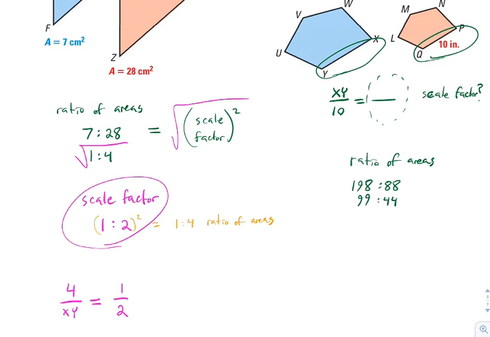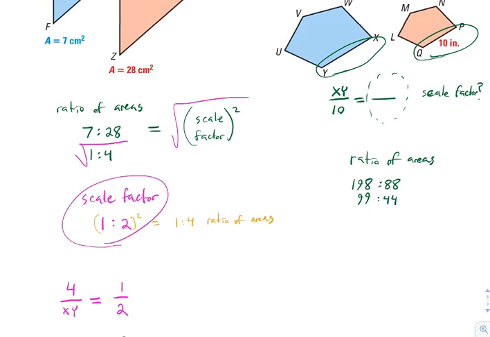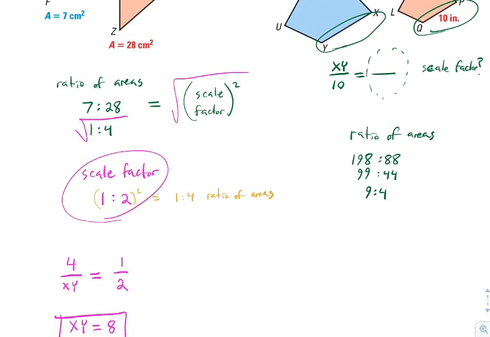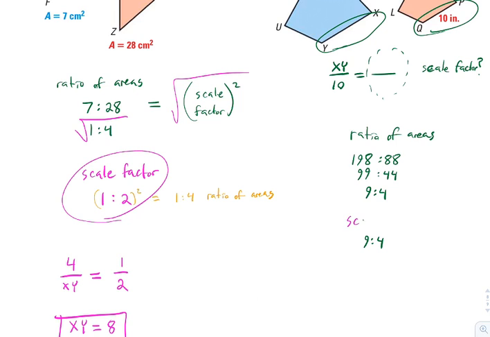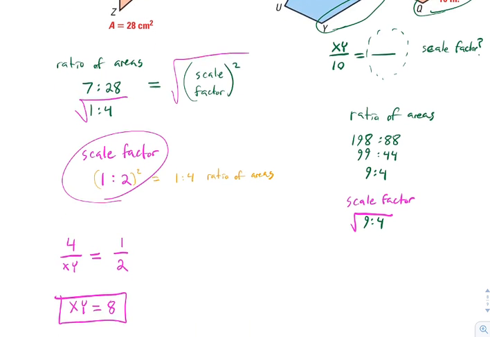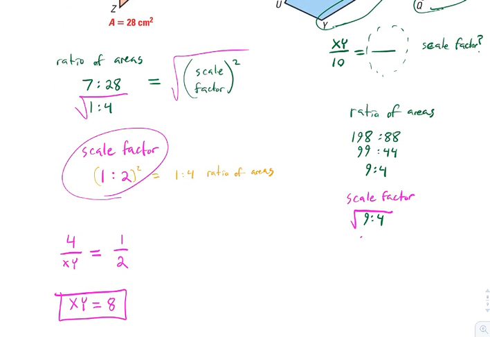Well, now I see there's an 11 in both. So I divide both by 11, and I get 9 to 4. So if I want my ratio of my corresponding sides, or my scale factor, which is in one dimension, I'm going to have to square root that. So the scale factor would be the square root of that. Square root of 9 would be 3. Square root of 4 would be 2.